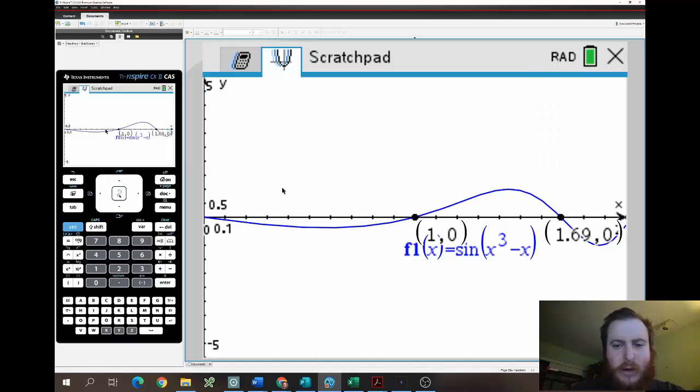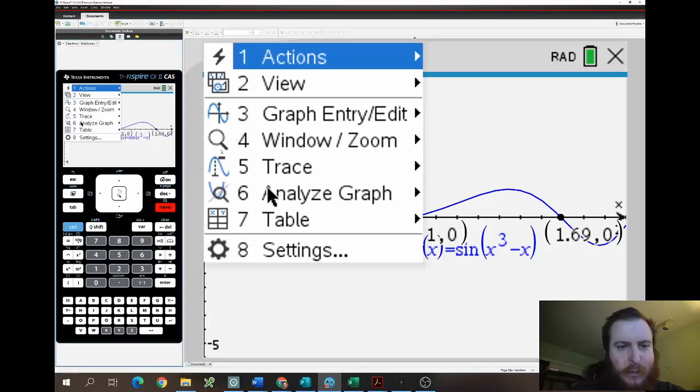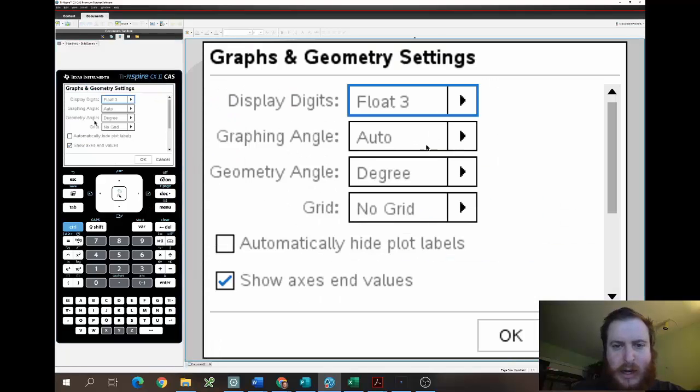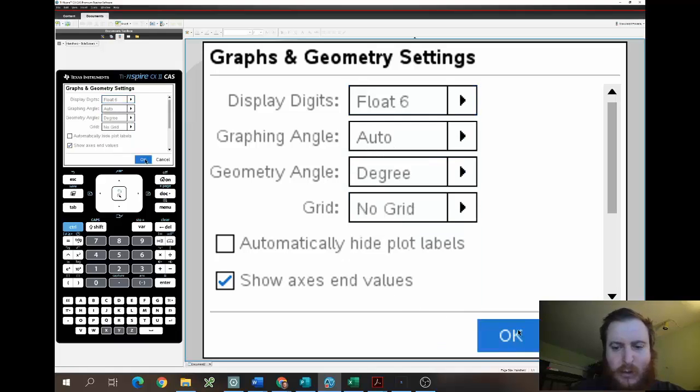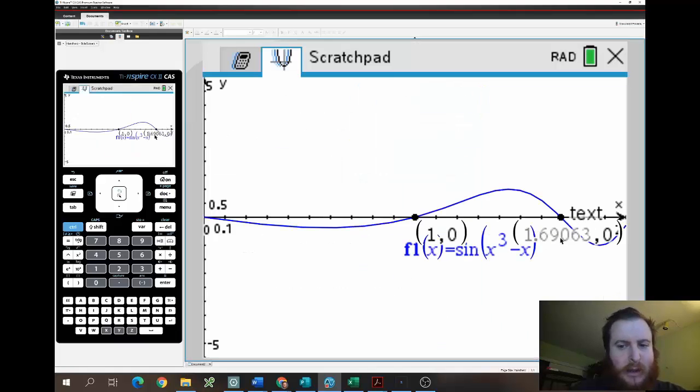Now, if it was on a test on free response, we would want to make sure to go to our settings and change float 3 to, say, float 6, somewhere around there, to make sure that we get at least 4 decimals. So anyways, this is going to be positive from 1 to 1.690.